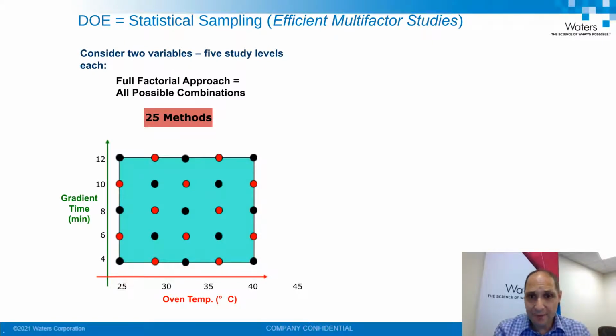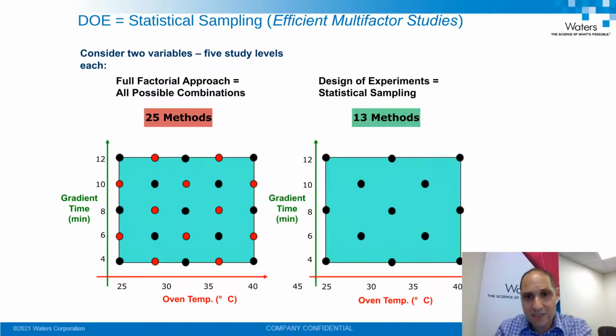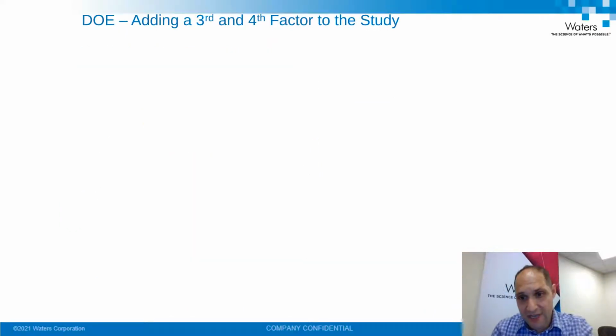So this is an example where, if a full factorial design of experiments needed to be done for 5 temperatures at 5 different gradient times, we would need 25 methods. Using Fusion and doing statistical sampling, this number can be lowered to 13, which is a significant reduction in the number of experiments, almost 50% reduction. So Fusion does statistical sampling to reduce the number of experiments that are required to create a design space.